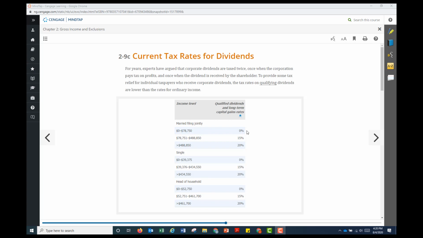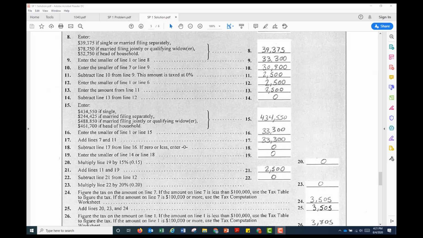Let's go back to the worksheet. The same numbers that we saw, income of $39,375, $78,750, $52,750. All of these would be taxed at 0% for the respective filing status. The individual in this problem is single, so we input $39,375 here. That's the threshold amount. Line 9, we enter the smaller of line 1 or line 8, which is $33,300. And what is that? That's the taxable income from line 11B, remember?